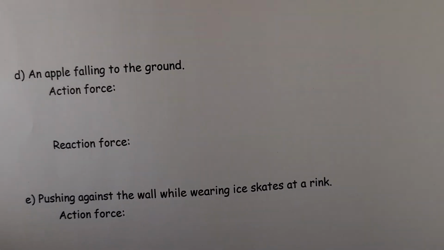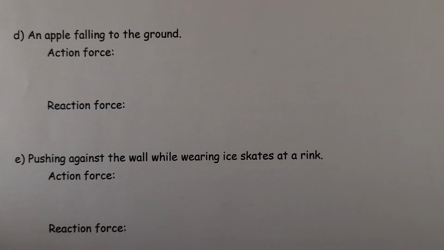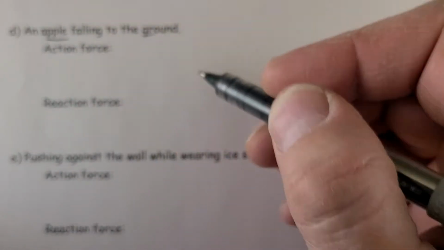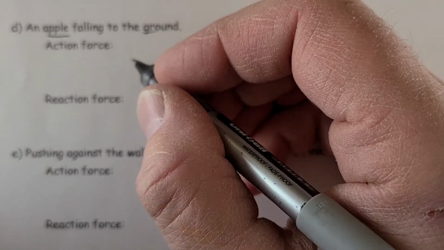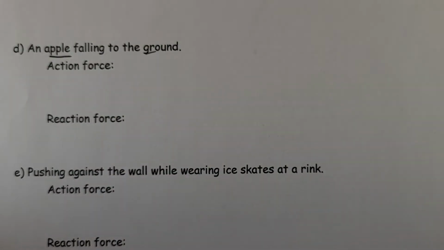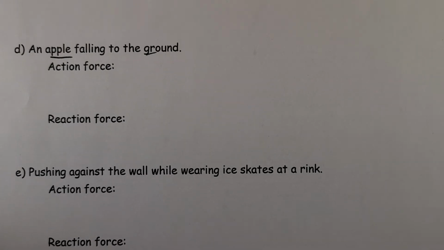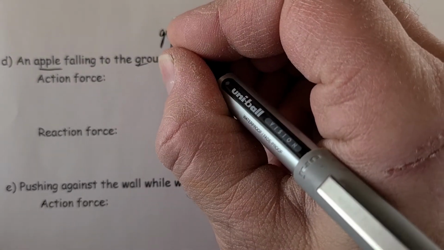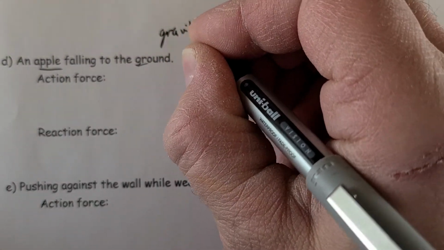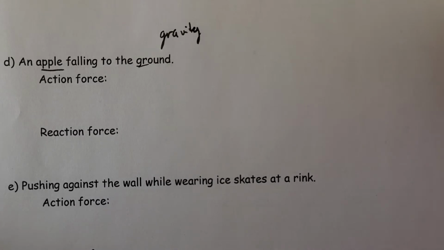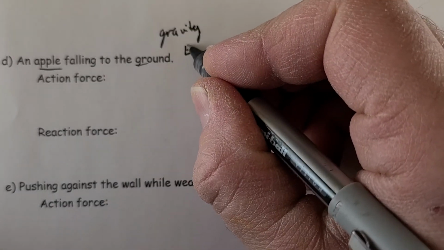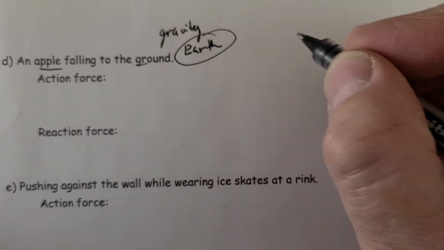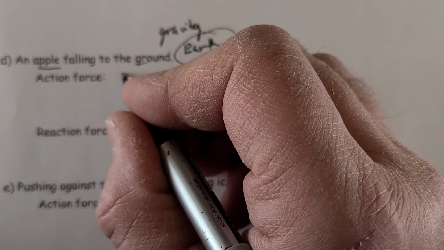All right, so we look at the last two examples here. This one's kind of interesting: an apple falling to the ground. So we have an apple as one object. The big question is, what is the second object? What is applying a force on the apple? Well, of course, we know it's gravity. And what is making the gravitational force? The Earth. So we could think of this.